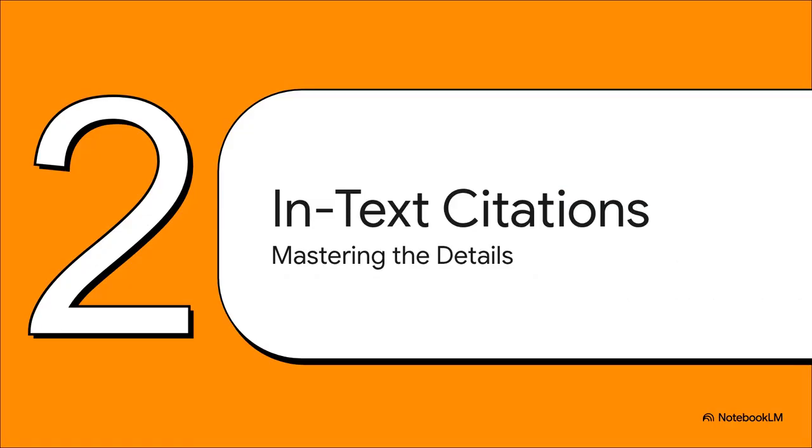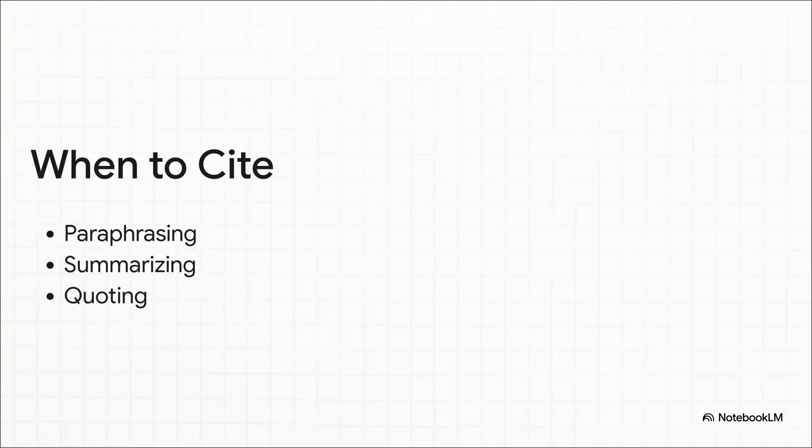Moving right along to Section 2, Mastering In-Text Citations. So, let's look at the micro-components. If the reference list is your foundation, in-text citations are the literal nails and screws holding your specific ideas together. You have to deploy these in 3 specific scenarios. First, when you paraphrase, that means you're taking an author's concept but rewriting it in your own words. Second, when you summarize, which is basically condensing a big section of a source into a quick high-level overview. And third, when you quote directly.